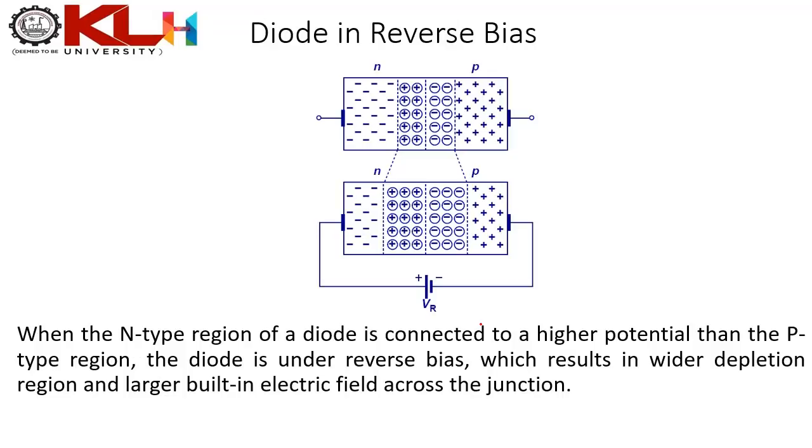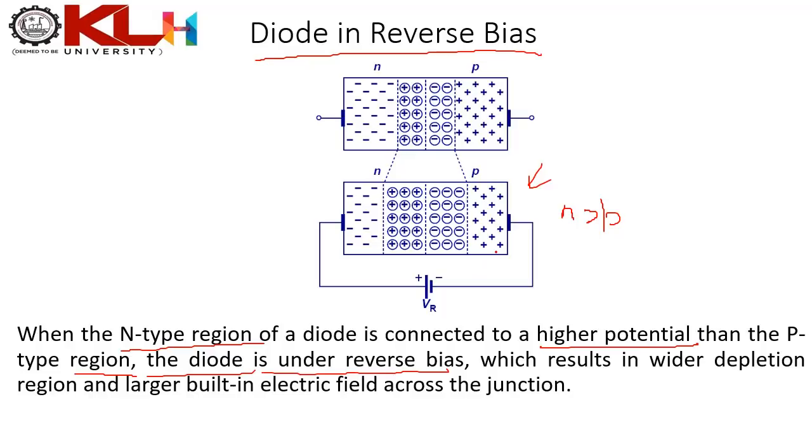Right, now we'll go to the second condition, which is diode in reverse bias. When do we say the diode is in reverse bias? This is the condition. When the n-type region is connected to a higher potential than the p-type region, the diode is said to be under reverse bias. See what is happening here. The n-type is connected to a positive potential. A positive potential is of course higher than a negative potential, and this negative is connected to p. So here the n-type terminal is at a higher potential compared to p. So this is what we call reverse bias.